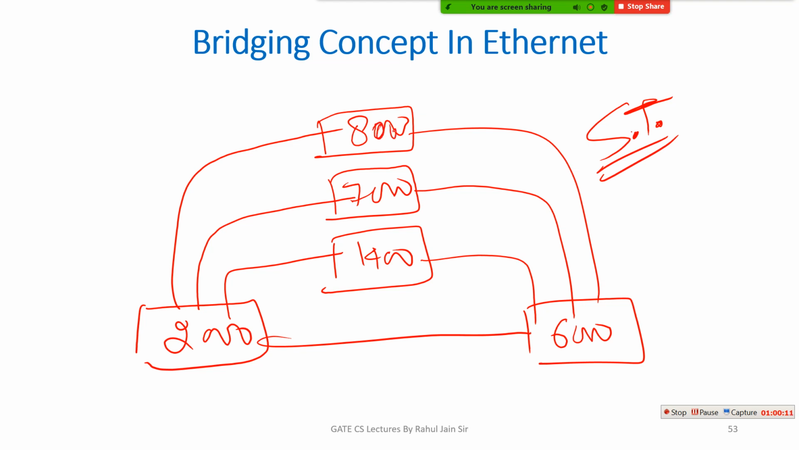These are the bridge IDs: 8000, 7000, 1400. You need to answer the root port. This is the root port, guys. This is the root bridge. This is my root bridge.